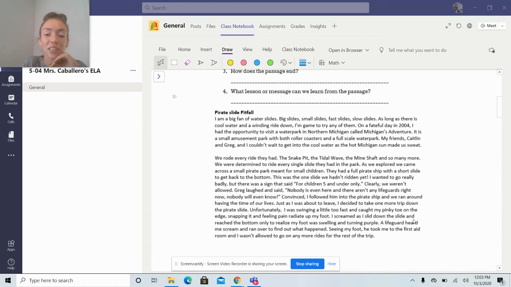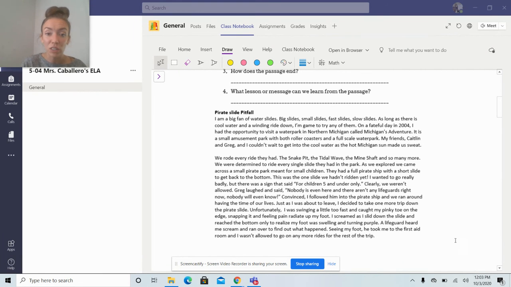our lives. Just as I was about to leave, I decided to take one more trip down the pirate slide. Unfortunately, I was swinging a little too fast and caught my pinky toe on the edge, snapping it and feeling pain radiate up my foot. I screamed as I slid down the slide and reached the bottom, only to realize my foot was swelling and turning purple. A lifeguard heard me scream and ran over to find out what was happening. Seeing my foot, he took me to the first aid room, and I wasn't allowed to go on any more rides for the rest of the trip.